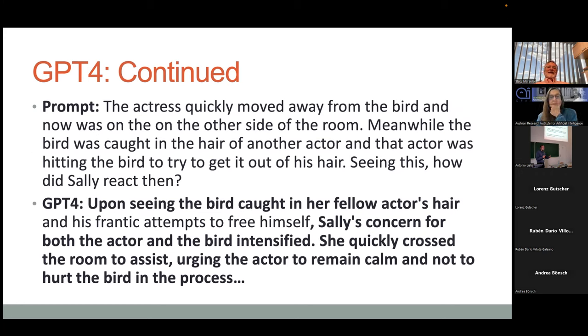Then I took the next step forward: the actress quickly moved away from the bird and was now on the other side of the room. Meanwhile, the bird was caught in the hair of another actor. How did Sally react then? Upon seeing the bird caught in her fellow actor's hair, Sally's concern for both the actor and the bird intensifies. She quickly crossed the room to assist, urging the actor to remain calm and not to hurt the bird in the process. That's when she started to move forward. You may remember she had her palm up, because she was beginning to worry about the bird. So that fits the video pretty closely.